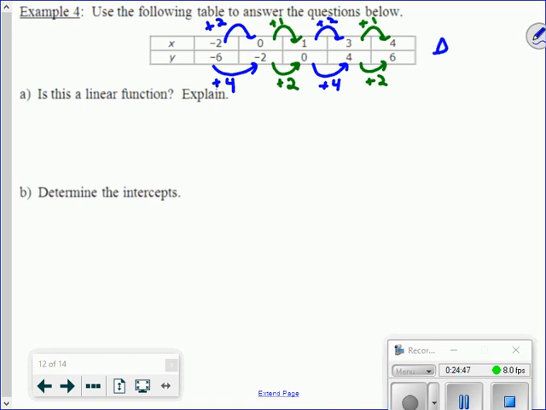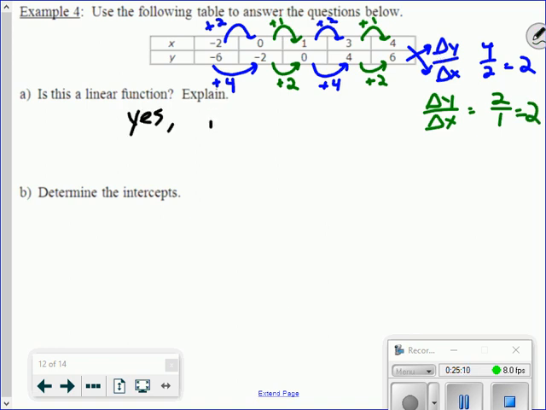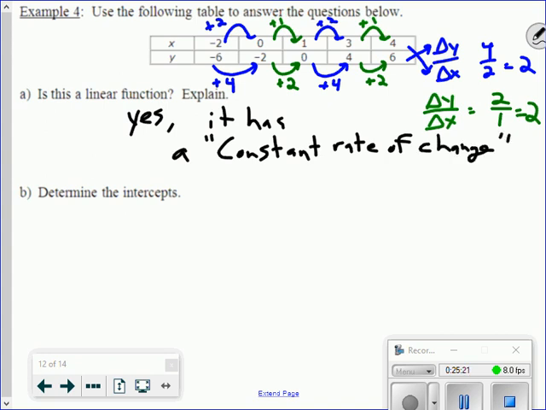And make sure if I'm going to do change in y over change in x, you recognize those are the y's and these are the x's. So 4 over 2 would give me a slope of 2. There were 2 instances where x changed by 1. Again, be really careful what's on the top and the bottom. So in green, we changed by 2 over 1, which is also 2. So I would say yes, this is linear. It has a constant rate of change, or a slope of 2.